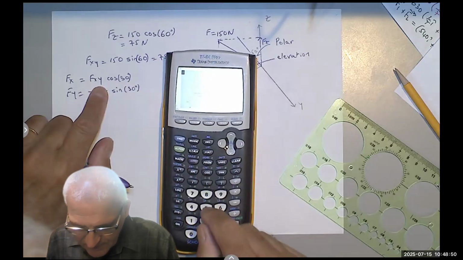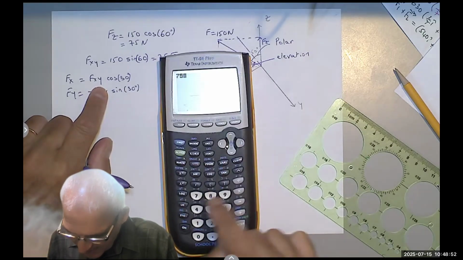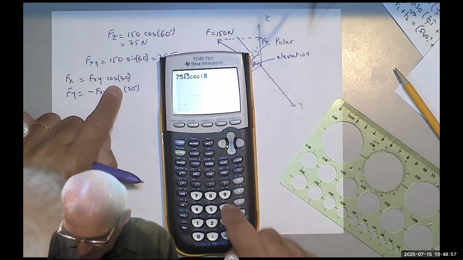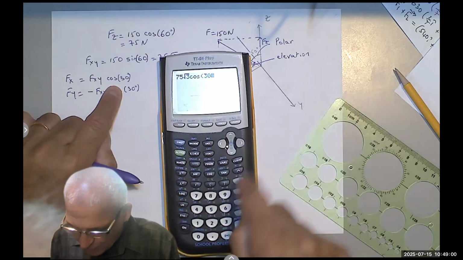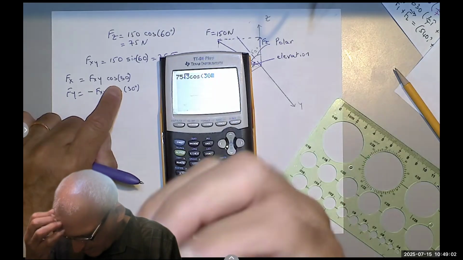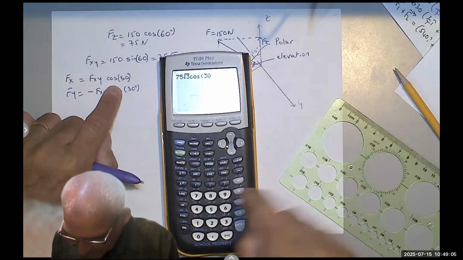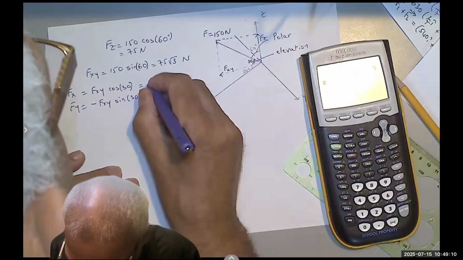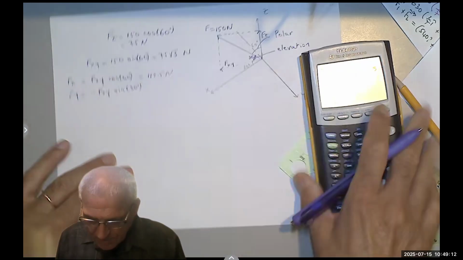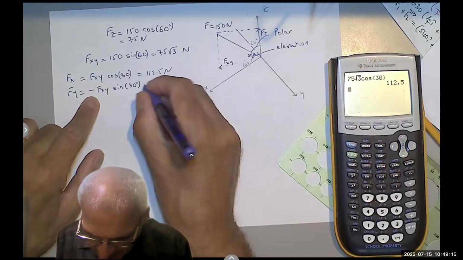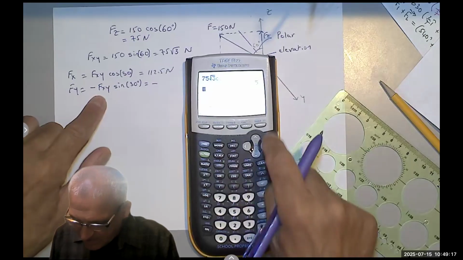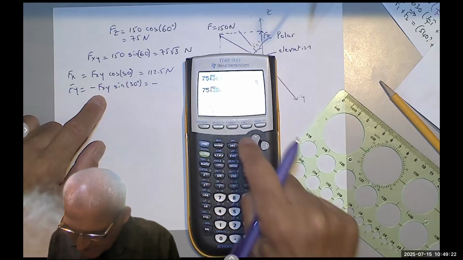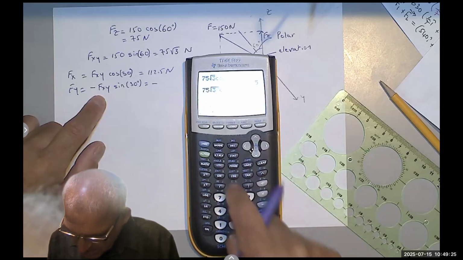So Fxy, which is 75 square root of 3, I'm going to multiply it by cosine 30, which is square root of 3 over 2. So I should get what, 112.5 probably? Yeah, 112.5 Newton. Fy would be negative, and then I'm going to take, oops. Yeah, I can do this and change that into sine instead of cosine.